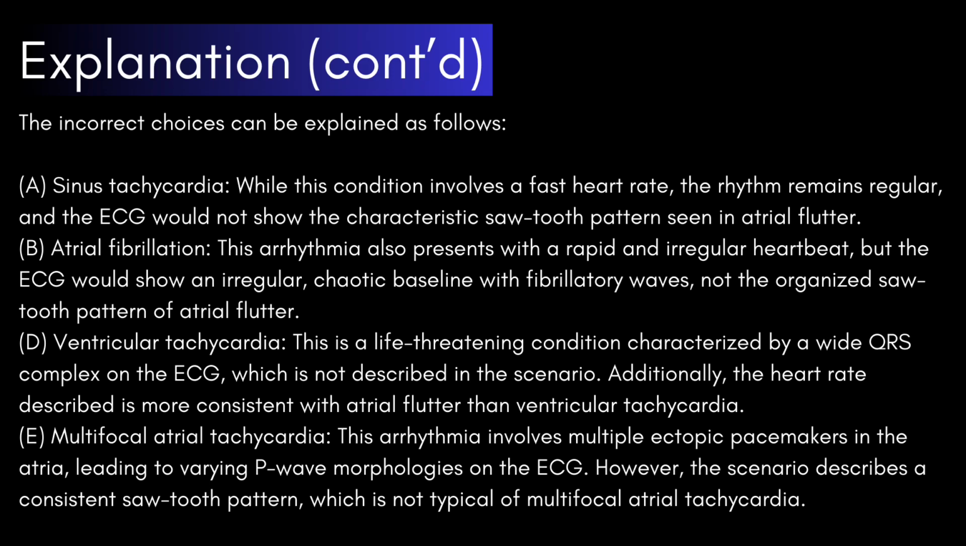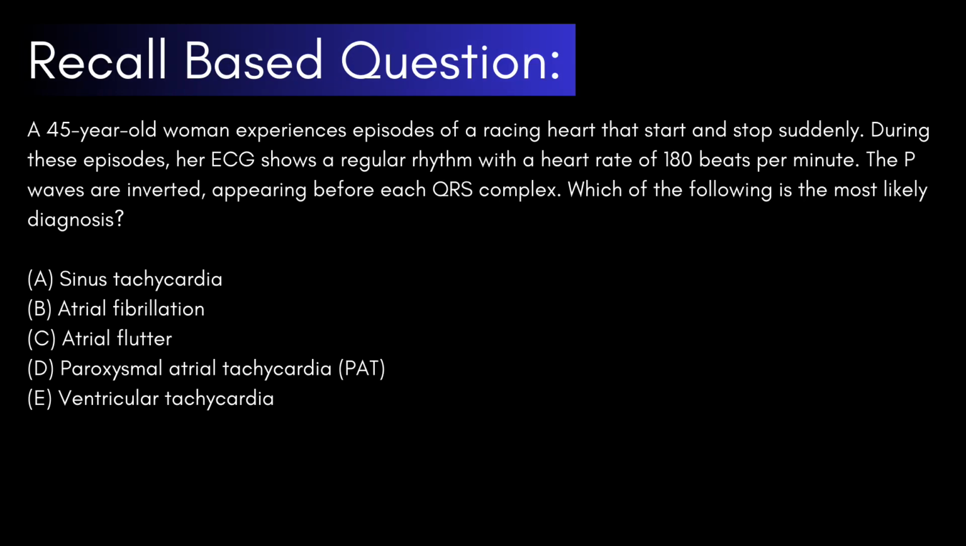All right, now that we have covered this question, let's move on to look at the next question. A 45-year-old woman experiences episodes of a racing heart that start and stop suddenly. During these episodes, her ECG shows a regular rhythm with a heart rate of 180 beats per minute. The P waves are inverted, appearing before each QRS complex. Which of the following is the most likely diagnosis?